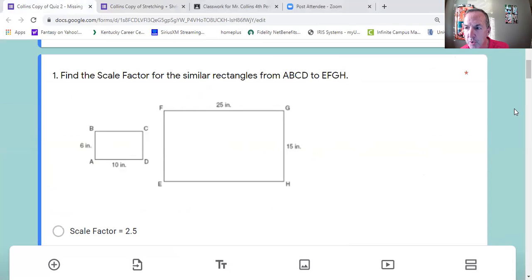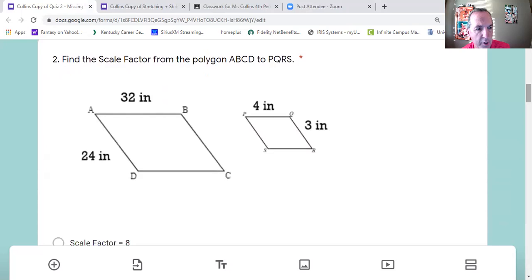So given the rule you just wrote down, that means your answer is going to be greater than 1. And in this case, 25 divided by 10 would in fact give us an answer that's greater than 1. Let's go down to the second question. In this case, however, we're going from scale factor from ABCD down to PQRS, so that we know our first calculation, our scale factor is going to be less than 1. So that means we're not dividing 32 by 4. That would be greater than 1. We're dividing 4 by 32, and that would be our scale factor, okay?